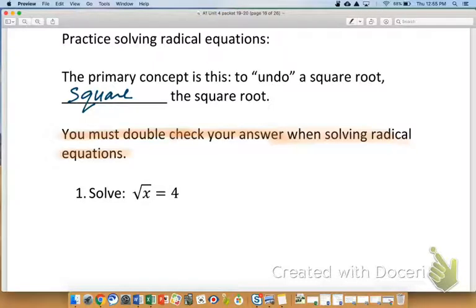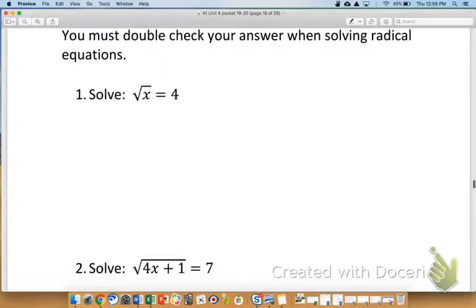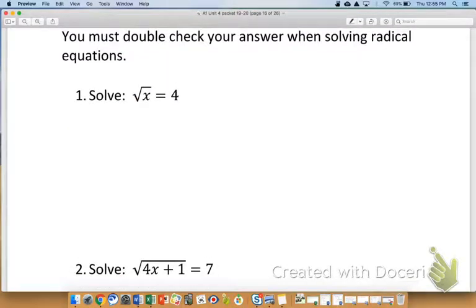So, if you would, see if you can take that idea that Ellie threw out there to you and try number one, says solve, and then the equation is square root of x is equal to 4. So remember, this means to isolate the x, find the number that works.